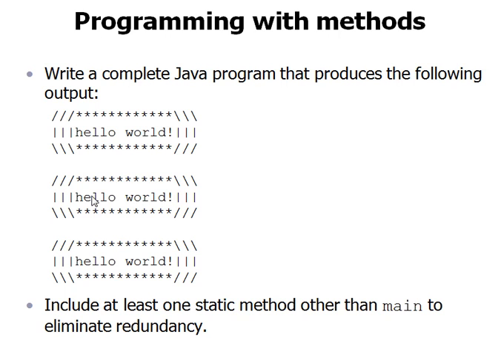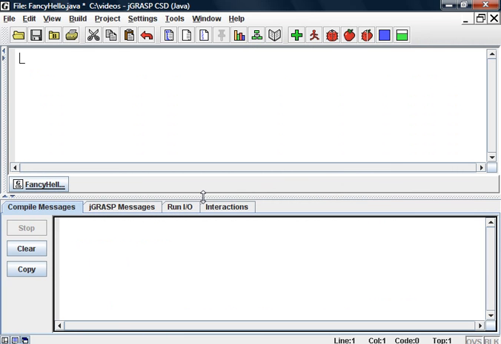So let's focus on this line that has Hello World on it. Let's write a program that just produces that one line of output, and then we'll go from there. So this line begins with 3 of these vertical bar characters, Hello World with an exclamation mark, and then 3 more vertical bar characters. So we can switch into JGrasp, and let's write a program that produces that line of output.